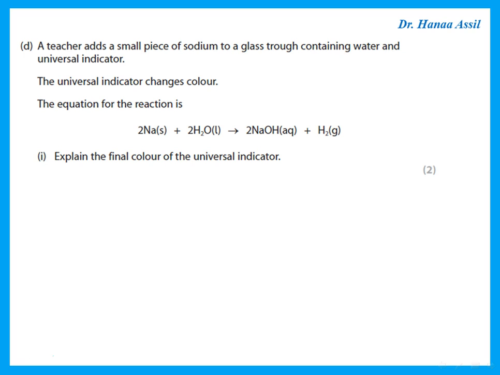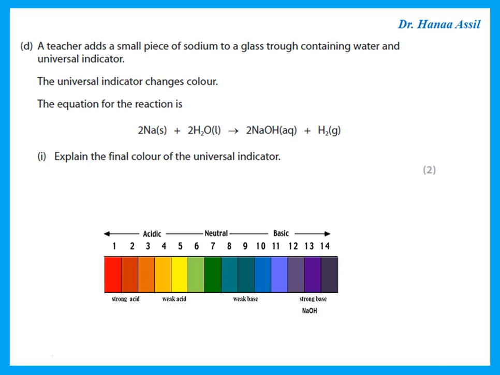Explain the final color of the universal indicator. Do you remember the colors of the universal indicator paper? The universal indicator, we said, if it's neutral, pH 7, it's green. If it is a strong acid or a strong base, the colors are like litmus. So strong acid is red and strong base is blue.